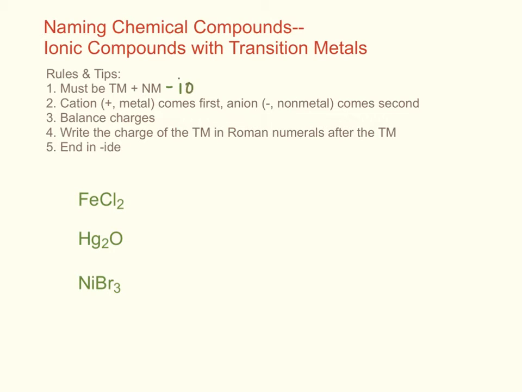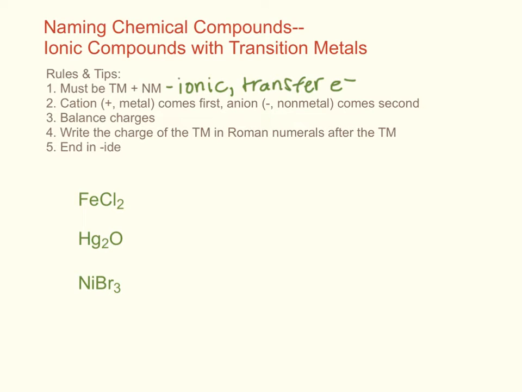This is still an ionic bond with a transfer of electrons. So I'm going to have a cation with a positive charge, which is going to be my transition metal, and then I'm going to have an anion, my negatively charged nonmetal, because my transition metal is going to want to give up an electron to my anion. So my anion is going to have a negative charge from picking up that electron given off by the cation.